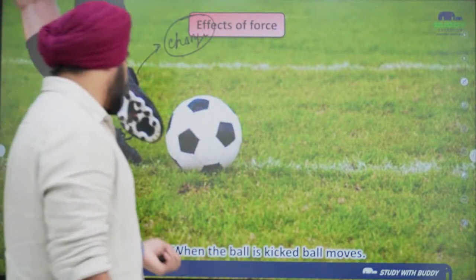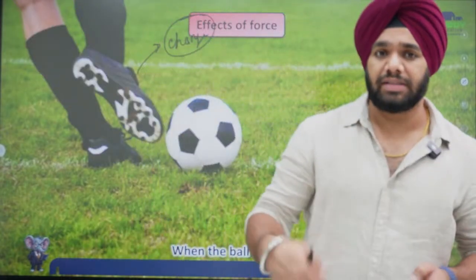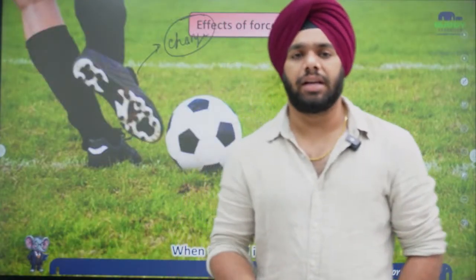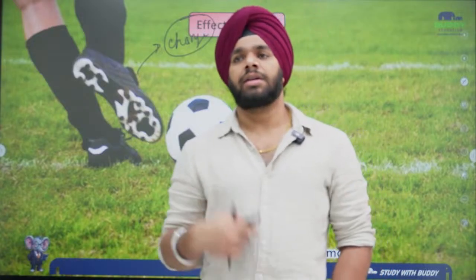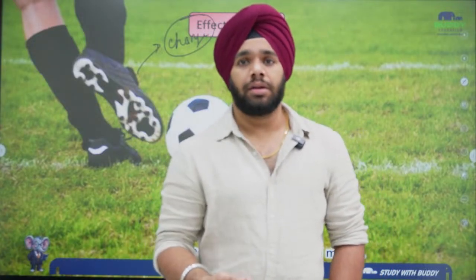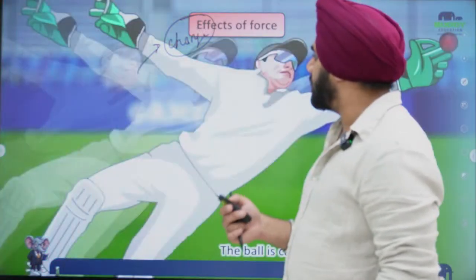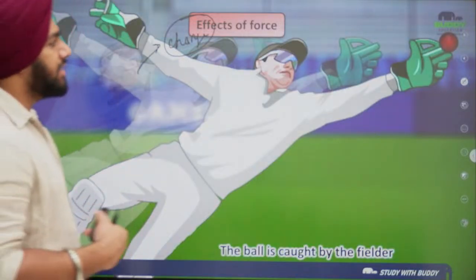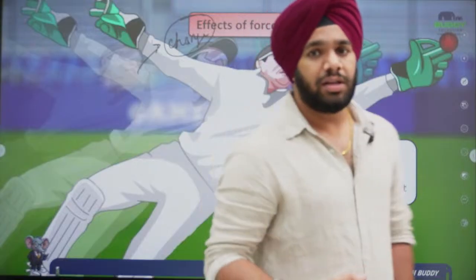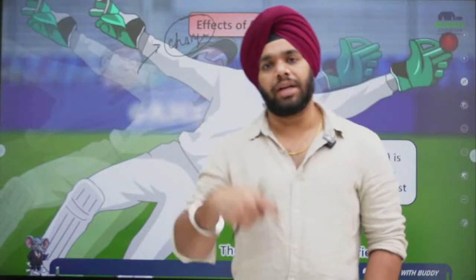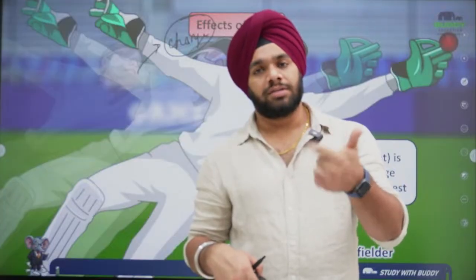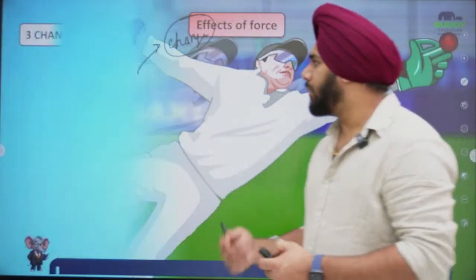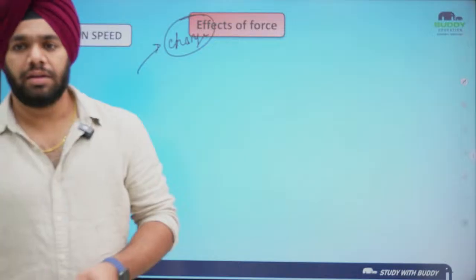Okay, so when the ball is kicked, the ball moves. So what are basically the effects? I'll quickly tell this to you. If a force is applied on a body which is at rest, it can bring it to motion. First effect. Second effect is that it can change the velocity. Let me show you the next. See, the ball is caught by the fielder. Now what exactly did he do? He applied force and changed the state of motion to rest. So the first is rest to motion, second is vice versa, motion to rest. Both are done by applying force. Okay. Third one, change in speed or change in velocity, right?